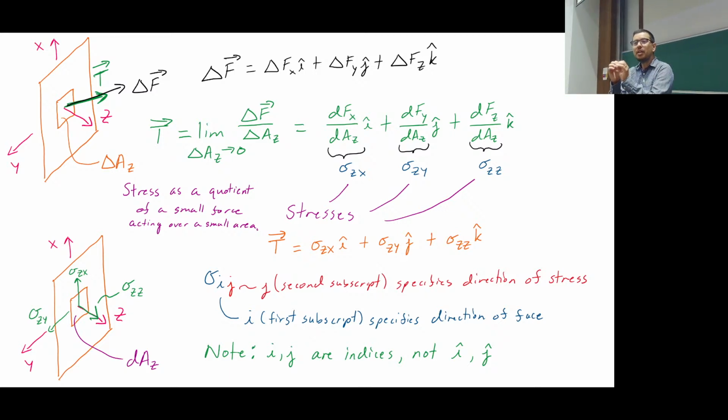Yes, the sigma subscript lowercase i and j will describe a 3-dimensional state of stress. This lowercase i and this lowercase j, what we do is we plug in essentially 1, 2, 3, x, y, z.